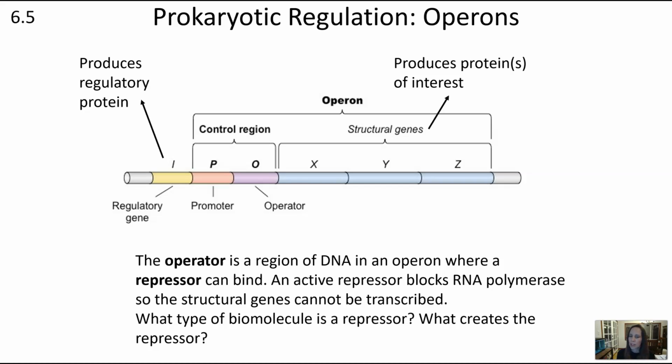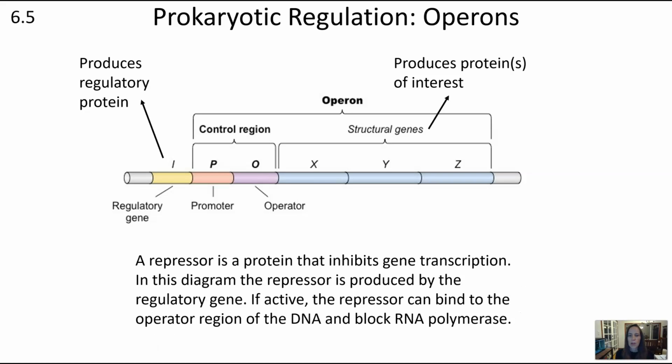What type of biomolecule do you think a repressor is, and what do you think creates the repressor? A repressor is a protein, and it's a protein that inhibits gene transcription by blocking the RNA polymerase. In this diagram, the repressor is produced by the regulatory gene. You can see that in yellow, labeled I, over on the left. If that is active, the repressor can bind to the operator region of the DNA and block RNA polymerase.